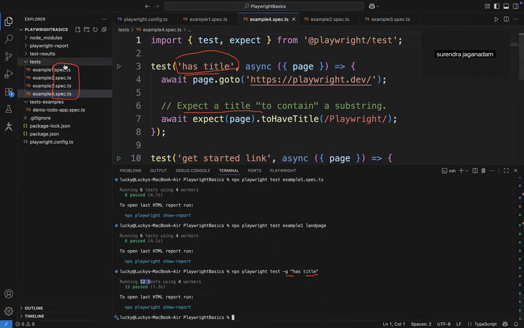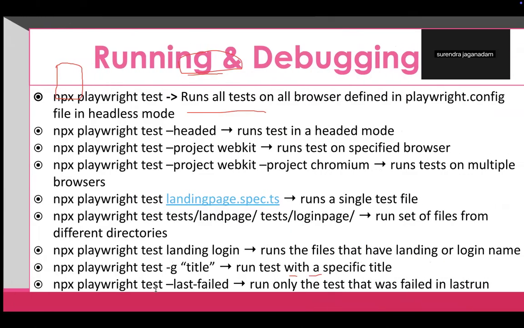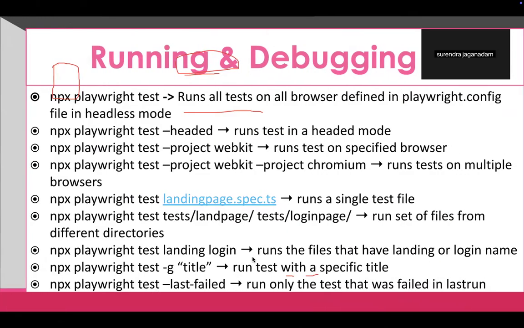The reason is four files have one different test each, so it is going to be 4. And in the config, it has 3 browsers. 4 into 3, that's going to be 12 executions. That's the reason it ran on 12. Okay, perfectly all right. So that's the way you can specify that particular title.